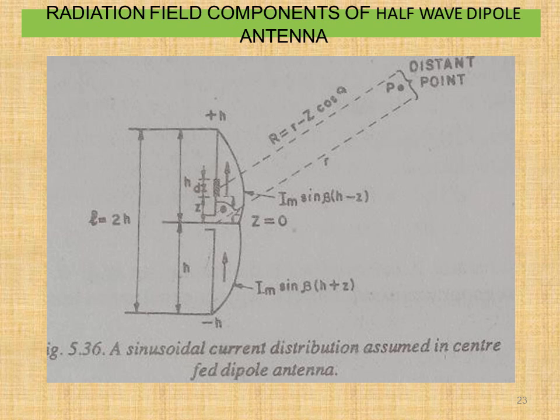Now we calculate what the I value is, that is your current distribution when z is greater than 0. This is the value of I towards the dipole when z is greater than 0, that is Im into sine of beta into h minus z. Now what is beta? Beta is 2 pi by lambda. Similarly, when z is less than 0, the current distribution is Im into sine of beta into h plus z. So the difference is that on the positive side it is h minus z, and at the bottom it is h plus z.